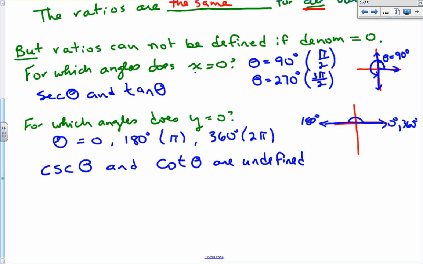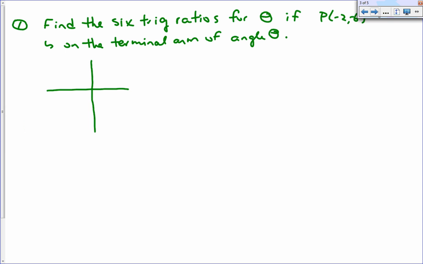So let's take a look at a question using these skills. So we need to find the 6 trig ratios for theta if the point P(-2, -6) is on the terminal arm of angle theta. So if you think about the point (-2, -6), it is down here somewhere. Okay, so we'll call that point P. It's on the terminal arm. So there's our angle. So there's the initial arm. Okay, and we want to come up with the 6 trig ratios for that.